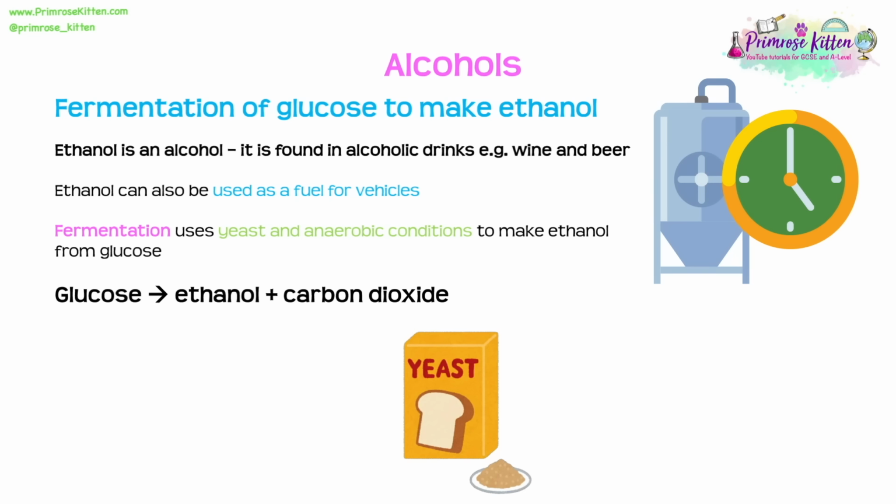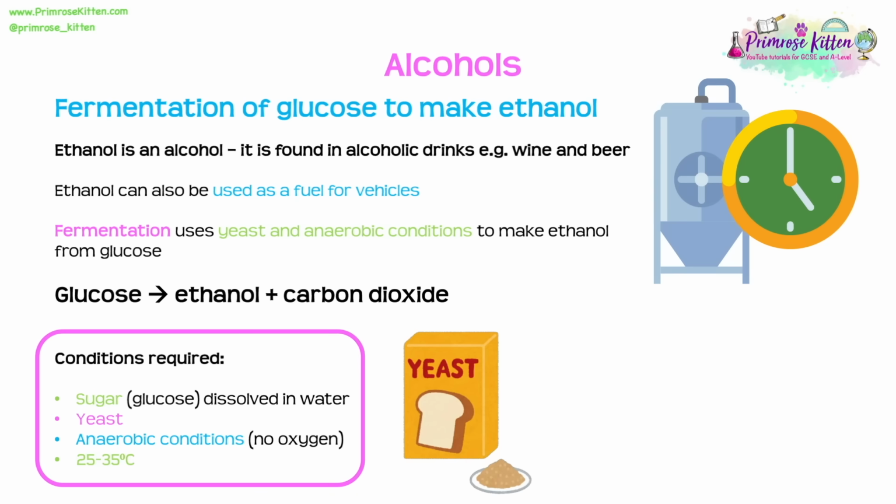So the overall equation here is that glucose will be fermented to make ethanol plus carbon dioxide. Now we need to know that we need the following conditions to carry out fermentation to make ethanol. We need sugar or glucose dissolved in water. We need to have some yeast. We also need anaerobic conditions, so we need an absence of oxygen. And we need temperatures between 25 and 35 degrees C.